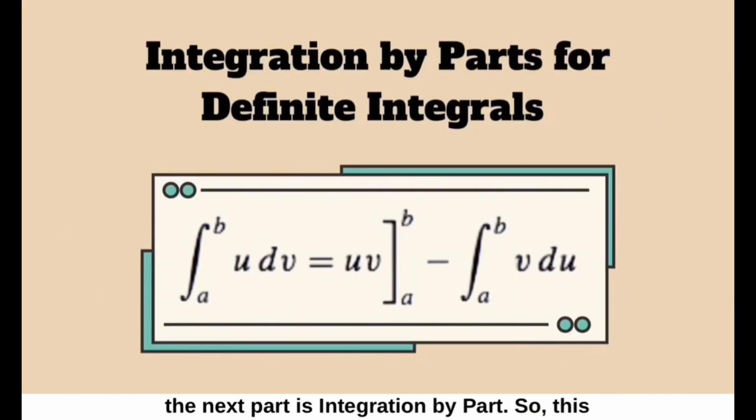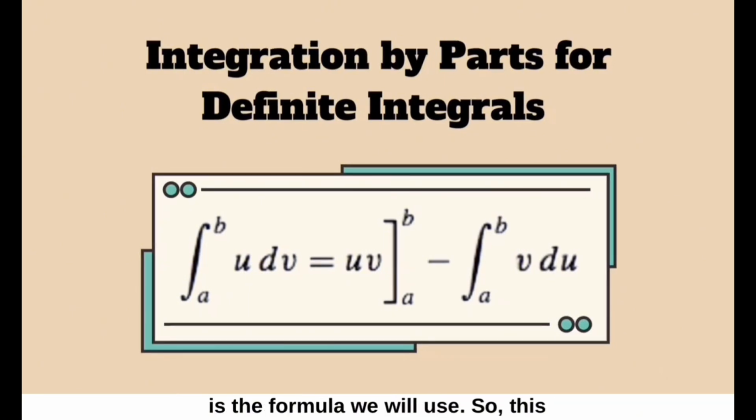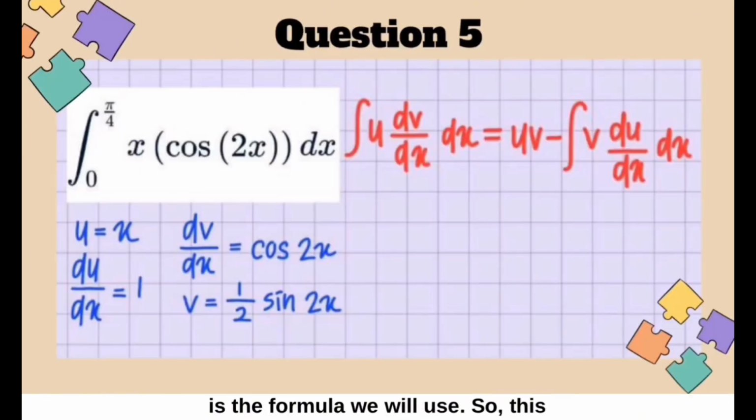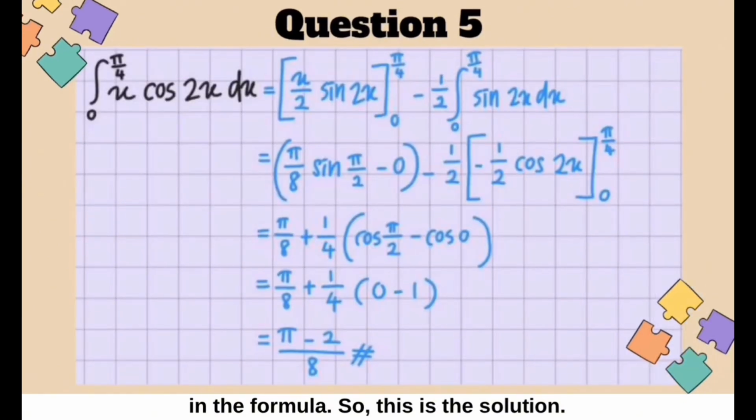So the next part is integration by parts. This is the formula we will use. This is the last question. Using the formula, we just categorize the parts and insert the values into the formula. So this is the solution.